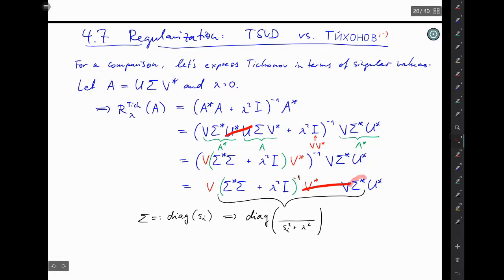Okay, and from here you just get another Si multiplied. Working with diagonal matrices is so easy, almost like just multiplying numbers. So if these are the singular values of A, then those are the singular values of the Tichonov operator for A. And that's what I meant by saying let's express Tichonov in terms of singular values, because now we can compare it to the TSVD.